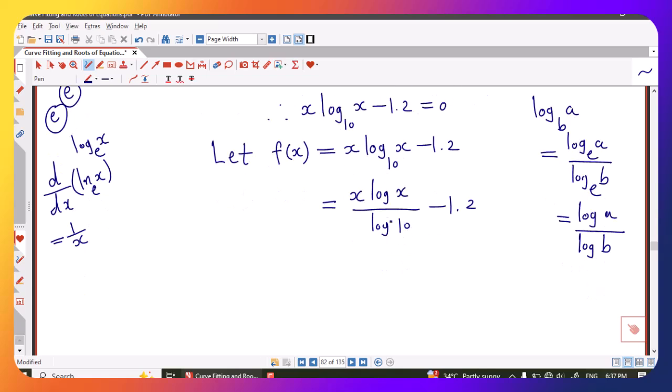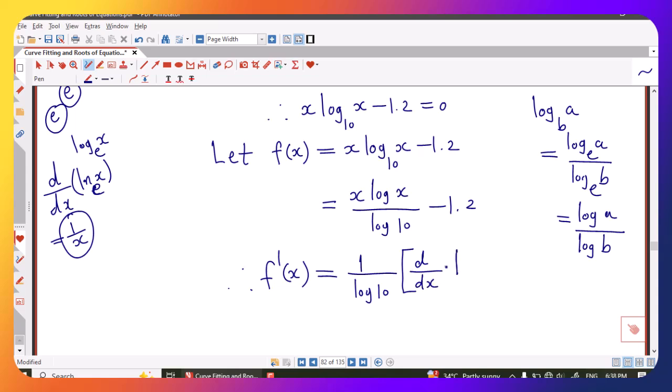And I am writing in this form because I want to use this formula of derivative of log x, and that formula is valid for natural logarithm only. Now we can differentiate: f dash x equal to 1 divided by log 10, which is constant, so that is as it is, into derivative of x log x. We can write one more step, d by dx of x times log x, and derivative of minus 1.2 is 0, it is constant.